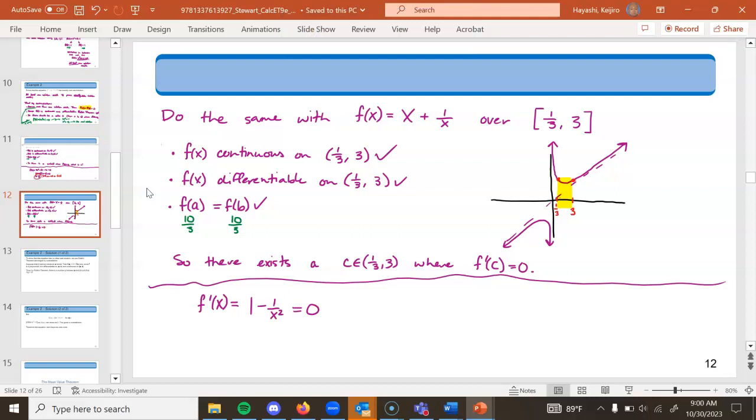Okay, so from this, by setting this derivative equal to 0, you can get 1 equals 1 over x squared. You can multiply both sides by x squared. No real problem with that. x squared equals 1. So you get that x equals negative 1 and 1.